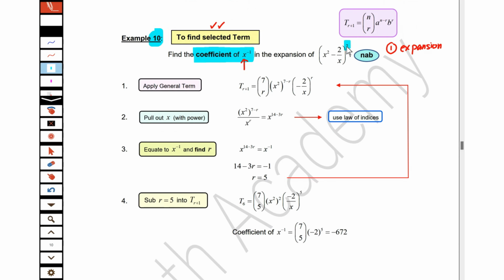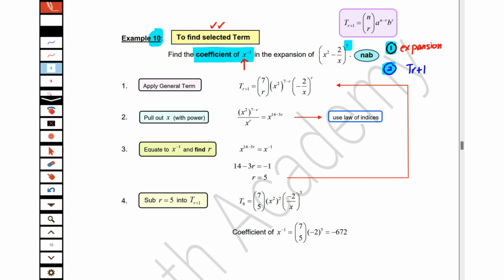Your power 7 means you're going to get 8 terms, but you would not know where the x power negative 1 is. So for this, you have to expand first to be able to get the term. Otherwise, there are some steps that you may try to follow so as to do a second method. The second method is by the general term. So you have two ways of doing this kind of question. Either you expand, get the term out, or you use the general term to target directly the term itself.